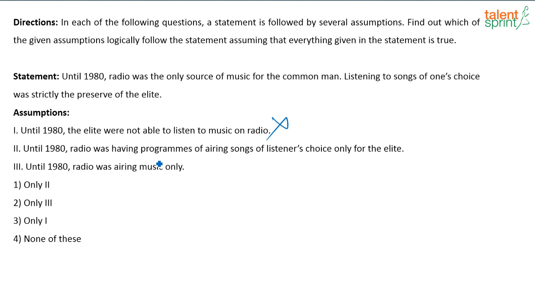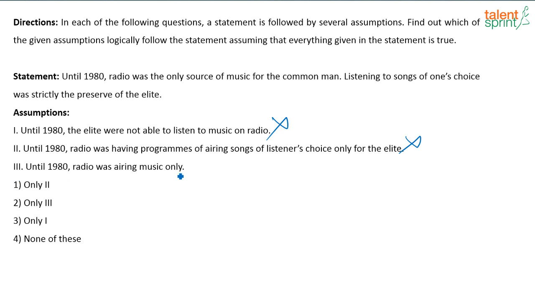There is nothing mentioned which says the radio was airing songs only for the elite, right? The only thing said in the statement is that the elite had the facility to listen to the songs that they like. Using the radio or any other means, we don't know. For the common man, radio was the only source, okay? And on the radio they play one set of songs which everybody has to listen to. They don't play specifically a song I want to listen to, I might not get it, right?